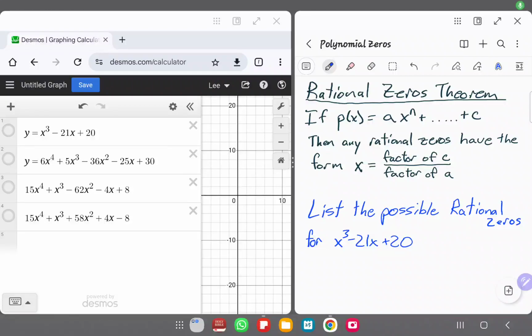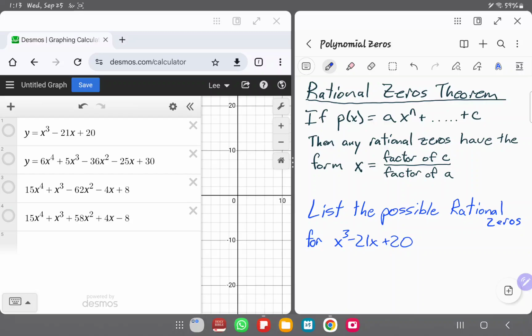Hey everyone, just wanted to do a quick video here on the rational zeros theorem. And this one we're going to do slightly differently than maybe you've seen in some other videos. A lot of people like to use this to find zeros, and sometimes it's good and sometimes it's not totally necessary. So we'll talk about that a little bit here. So first off, what does the rational zeros theorem say?